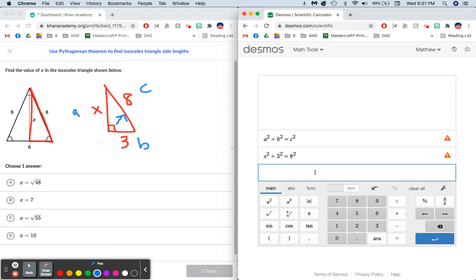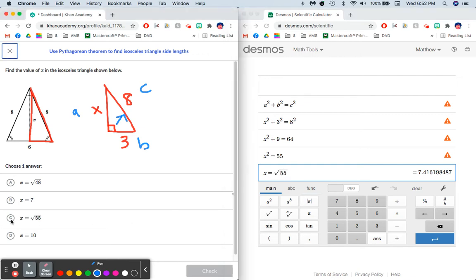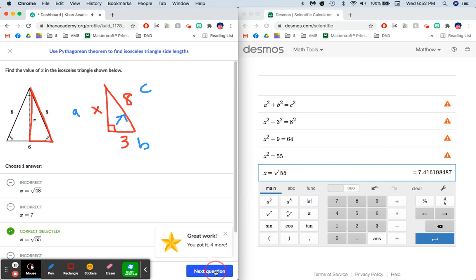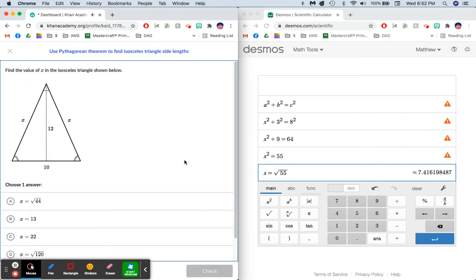Okay, so let's see what we can do. This is going to be x squared plus 9 is equal to 64. I'm going to subtract 9 on both sides. I get x squared is equal to 55. If I square root both sides, that means your single x value should be equal to the square root of 55. I can show you what it looks like. It should be like that. Square root of 55. So that's going to be option C. Boom.